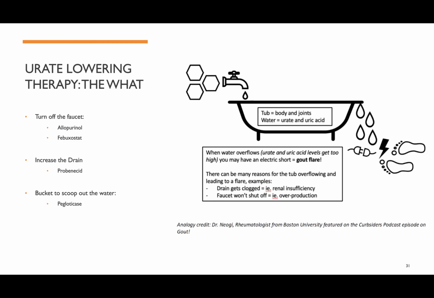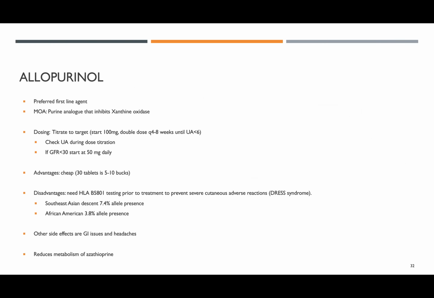Urate lowering therapies. Well, it's coming back to my bathtub analogy, or I should say Curbsiders' bathtub analogy. You can use allopurinol, which is our first line agent, or febuxostat, which stops or mitigates overproduction of uric acid. Probenecid is good for draining out the uric acid. It works on the kidneys. And our last line agent is pegloticase, which is like a bucket. It scoops out the uric acid. It's a urate oxidase.